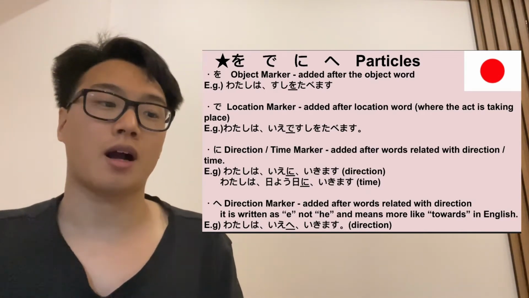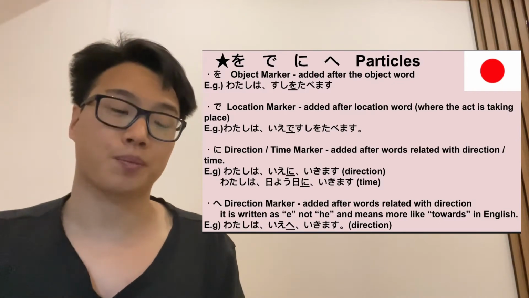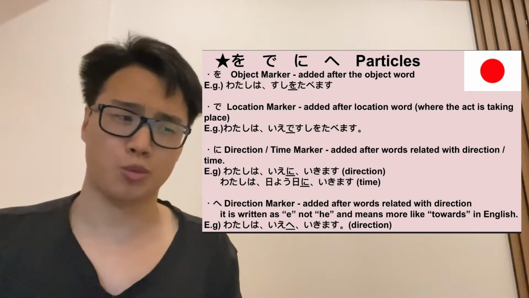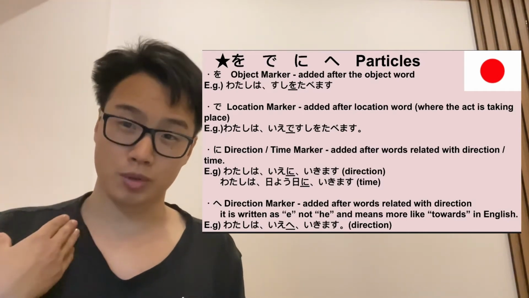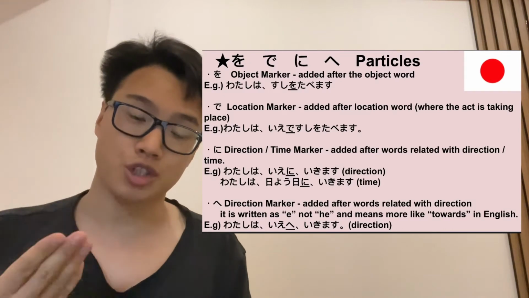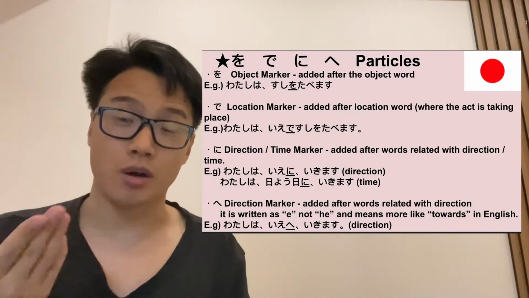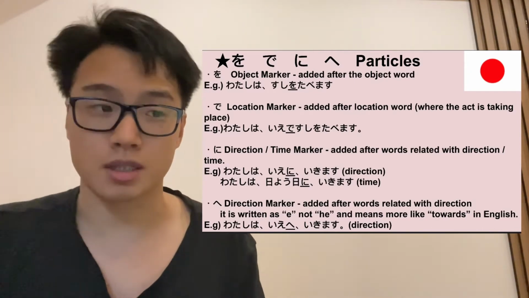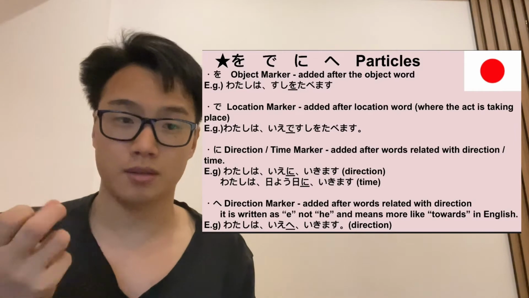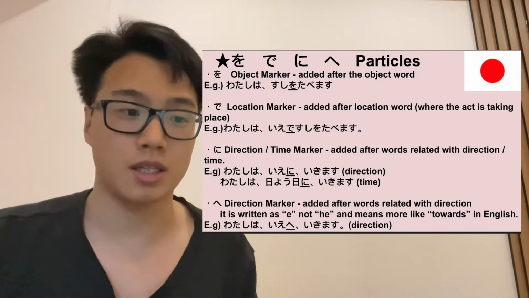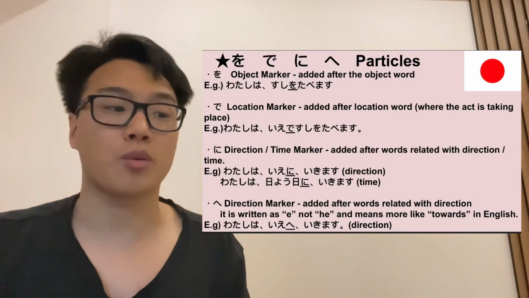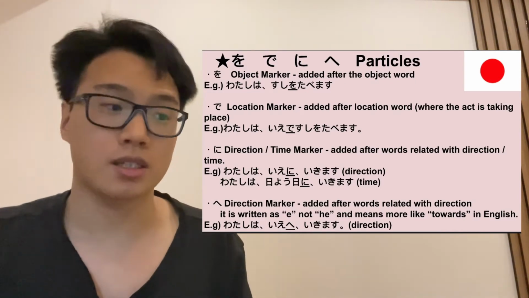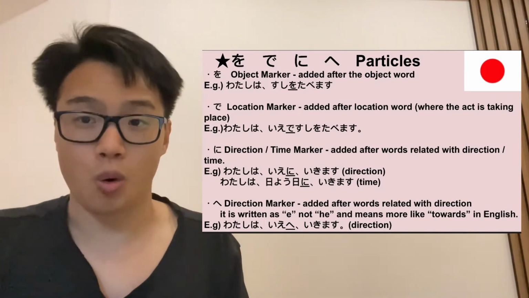It's also added after the location word, especially where the act of the verb is taking place. So what does it mean? For example, when we want to say in English, I eat sushi in my house, or at home, right? At home, in this sentence, is a location where the verb eating, the act of eating, is taking place. That's why we have to use this particle de.